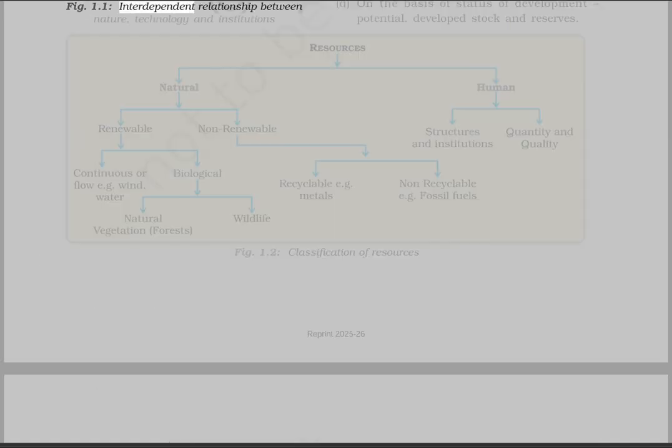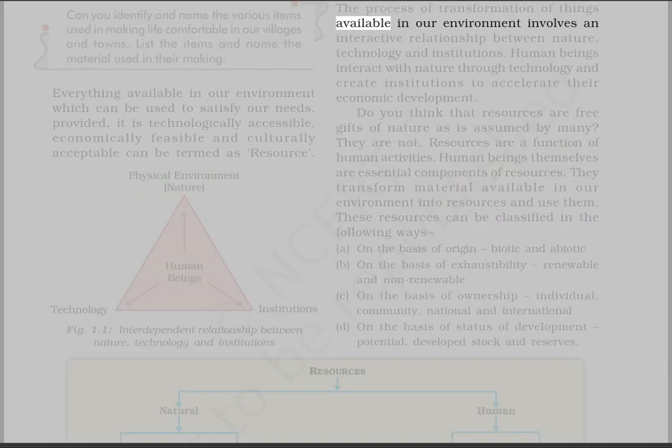Fig 1.1, Interdependent relationship between nature, technology, and institutions. The process of transformation of things available in our environment involves an interactive relationship between nature, technology, and institutions. Human beings interact with nature through technology and create institutions to accelerate their economic development.